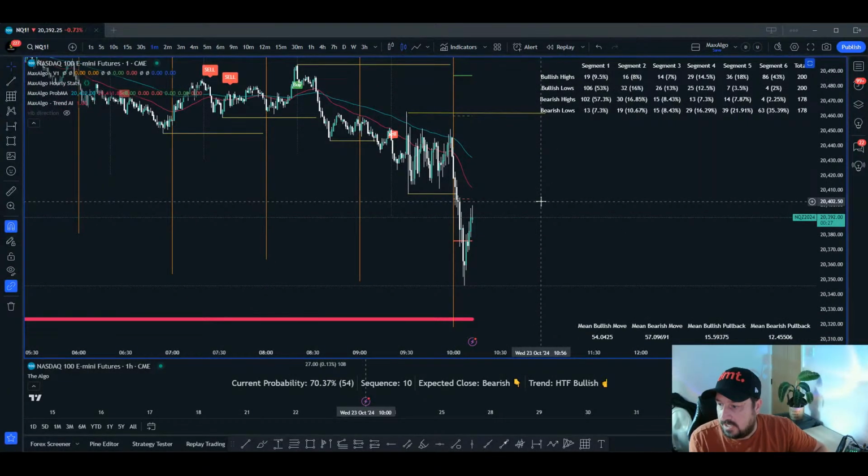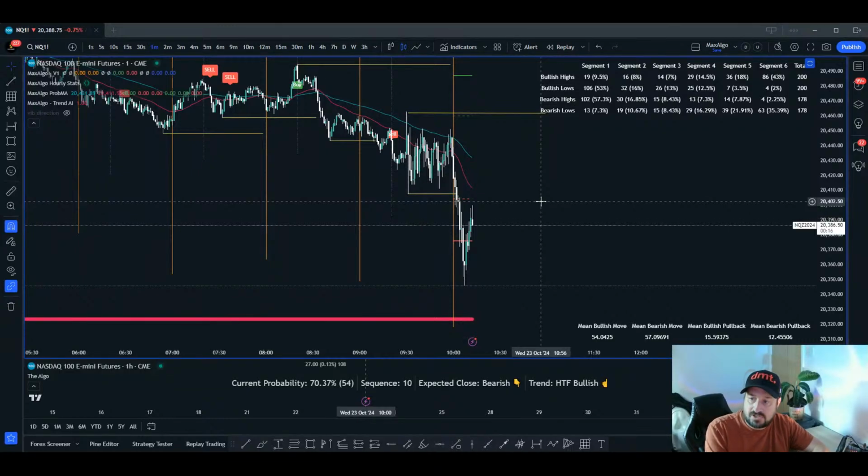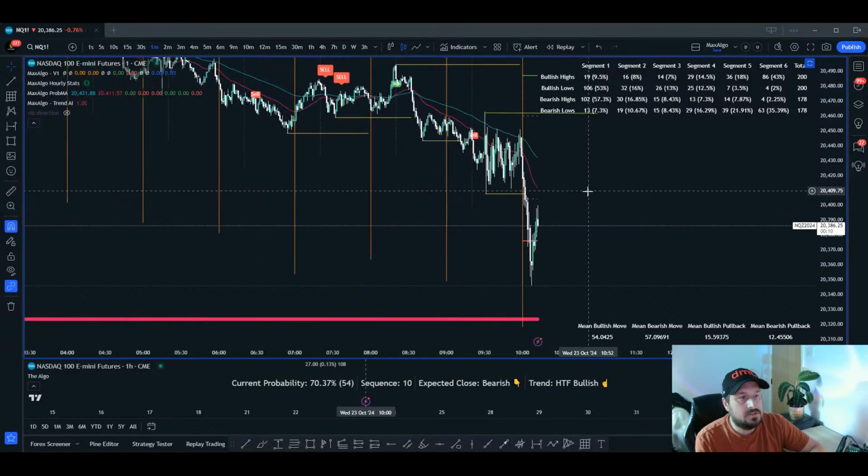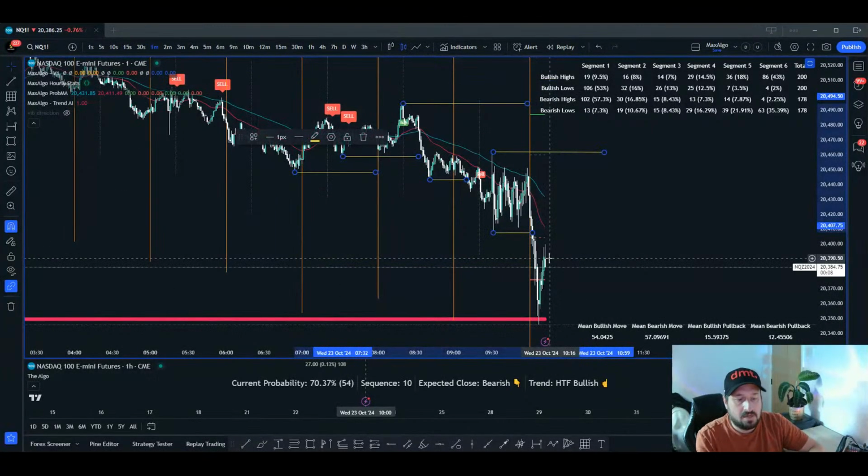So when you're looking for your trades, you don't jump in too early either. You want to see that the market structure changes, probability changes, trend is in your direction, all that type of thing. Just really increasing high probability for you.